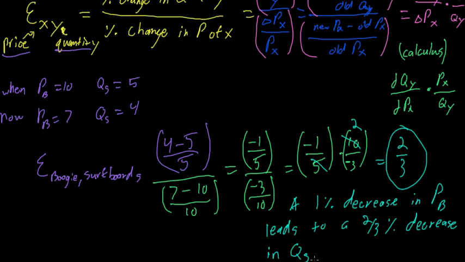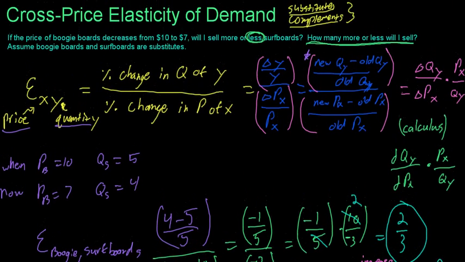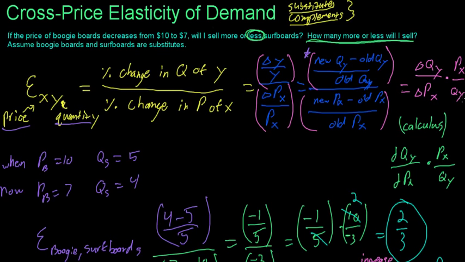And vice versa, if we were to make this an increase, then that would lead to a 2/3% increase in the quantity sold of surfboards. So that's a lot just to cover in one video, but the last thing that I want to say, and this video wouldn't be complete if I didn't cover it here, is that substitutes have a cross-price elasticity that is greater than 0.